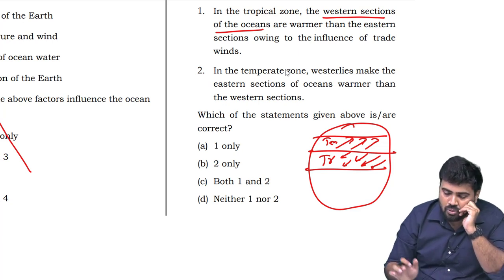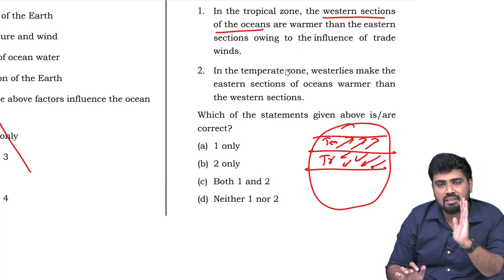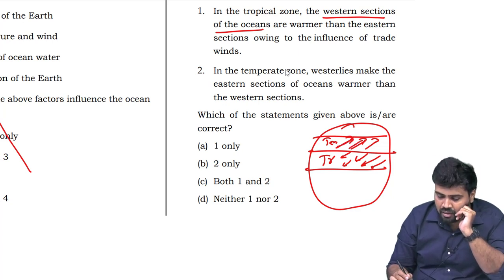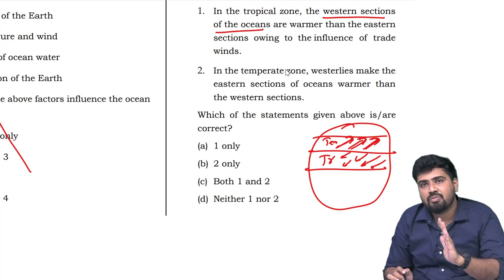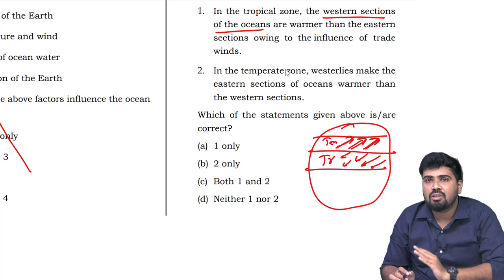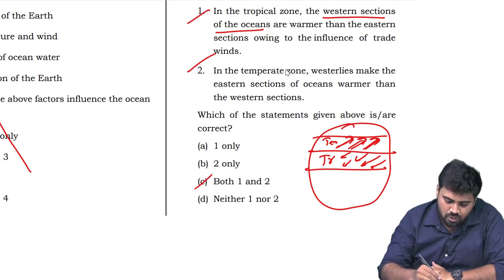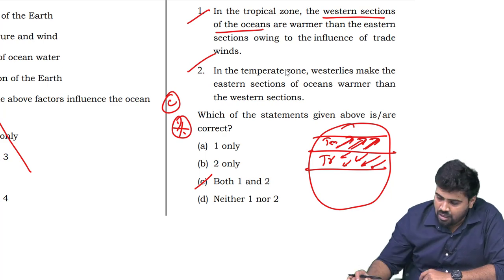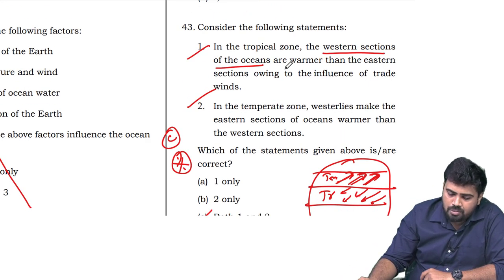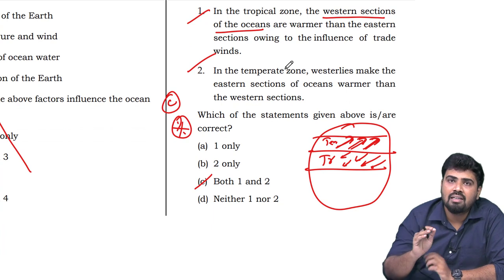In the temperate zone, westerlies make the eastern section of oceans warmer than the western section. Yes, it is true. See, consider this is the path of westerlies. It is moving from west to east, so it carries warm waters towards the eastern coast of the ocean. So both statements are correct. So the option is C. Very important question, very technical question. So 43, option C. I will repeat the point.